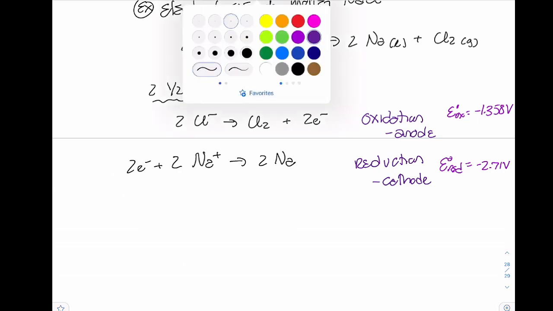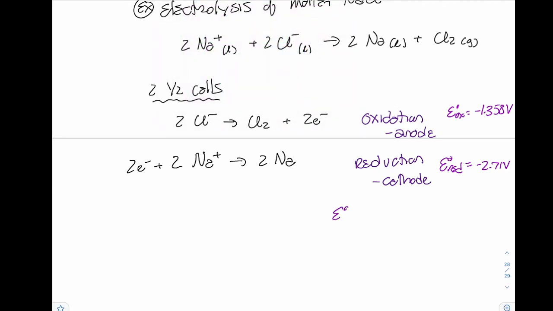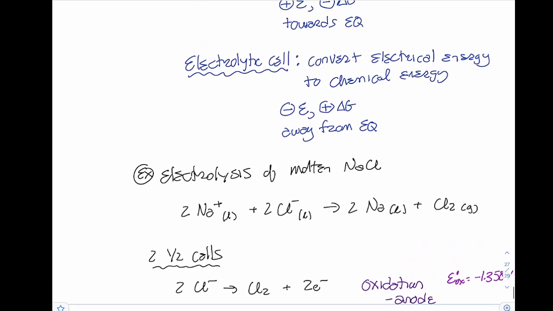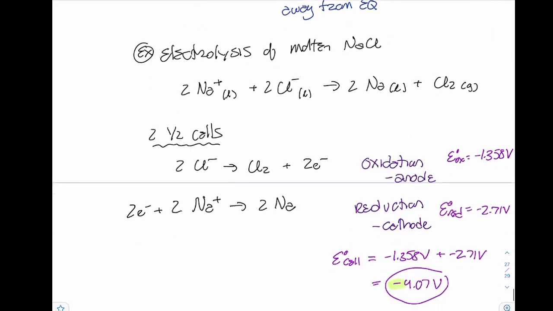And then if we were to add those two values together, right, my standard cell potential is going to be the negative 1.358 volts plus our negative 2.71 volts. It actually comes out to be a negative 4.07 volts. And the reason I'm doing that is I just want to make a point here of that negative sign, right? Because we're looking at an electrolytic cell, we're going to have a negative cell potential. This is a non-spontaneous reaction.